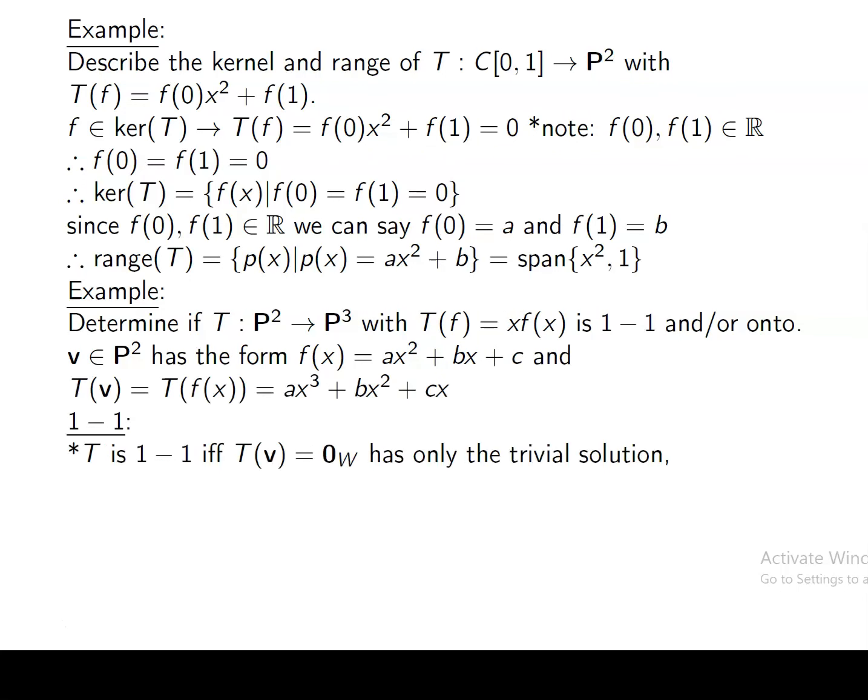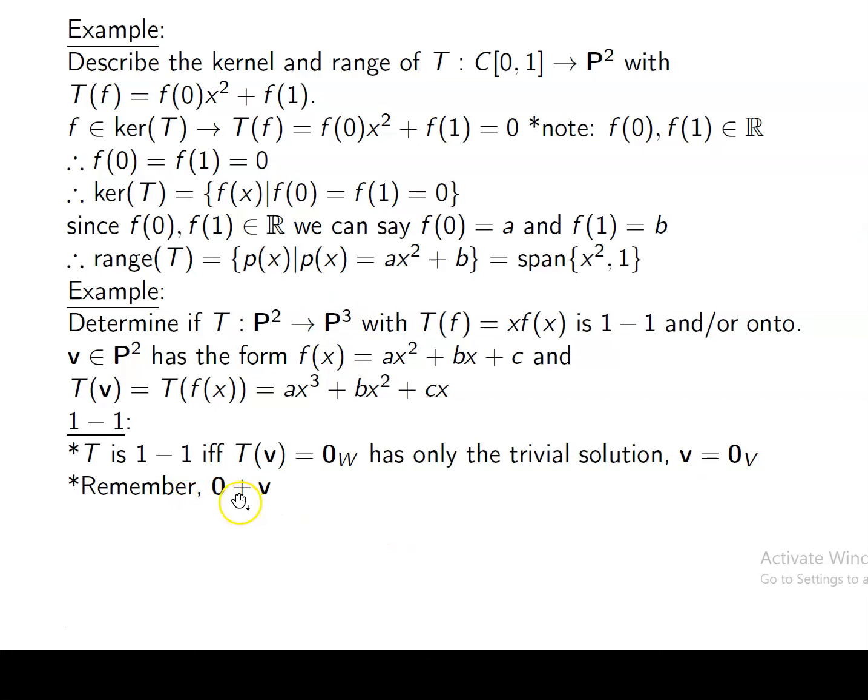Okay. So for 1-to-1, this implies that T is 1-to-1 if and only if the image of a vector from P2 is the zero vector for P3 only when it's the trivial solution, which means that input vector was the zero vector from P2. Now the lucky thing here is that the zero vector for P2 and the zero vector for P3 are the same thing. It's just the scalar 0, right?